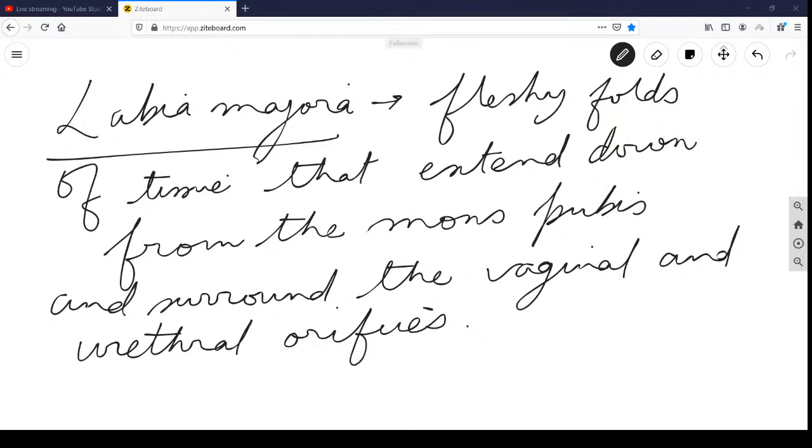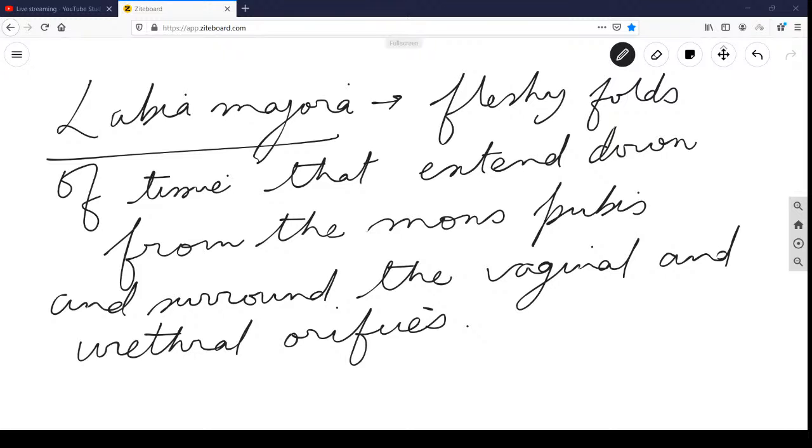Now, these folds contain fat, and the pigmented skin also has some pubic hair, sweat and oil glands, and fewer touch and pressure receptors compared to the mons pubis. You can compare this labia majora with the male scrotum. So that can be compared easily: the male scrotum and the labia majora.